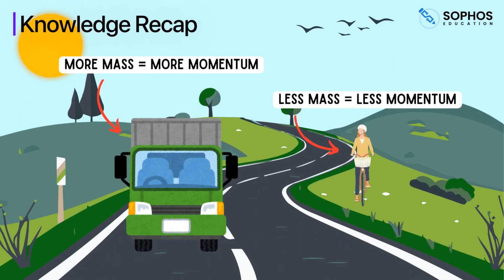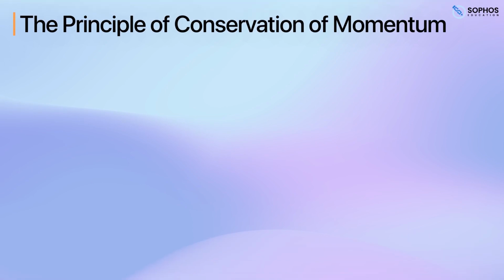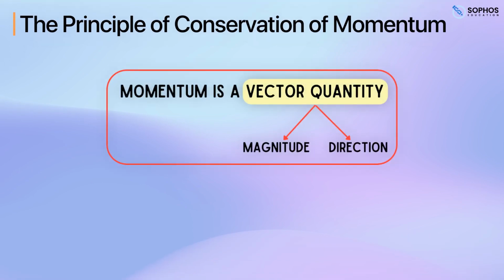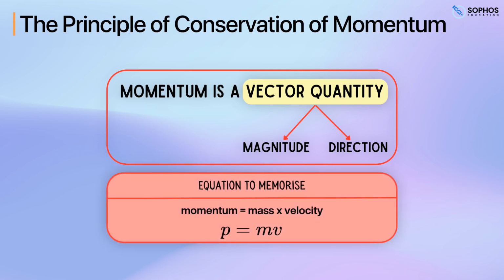So far, we have understood the relationship between force and momentum, emphasizing how momentum changes when a force acts on an object over a period of time. With this foundation, we can now delve deeper into the principle of conservation of momentum. To start, let's remind ourselves that momentum is a vector quantity, which means it has both magnitude and direction. It's calculated using the formula momentum equals mass times velocity. We can now develop a solid understanding of the principle of conservation of momentum.